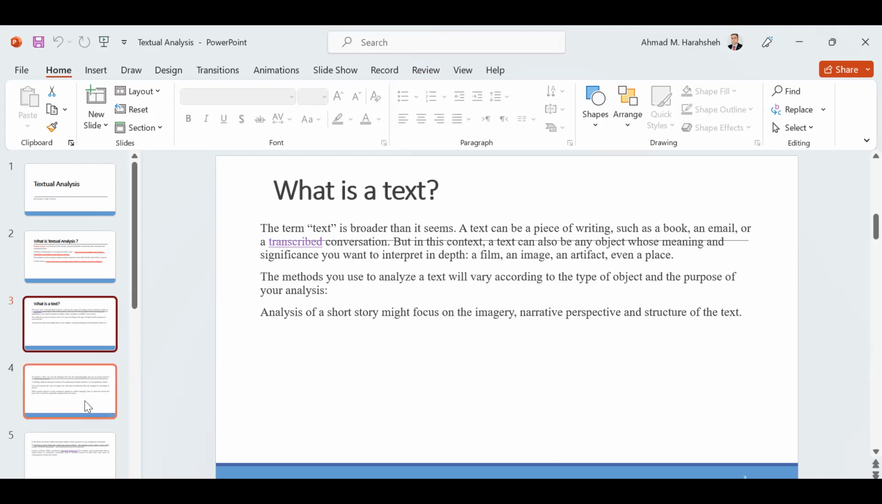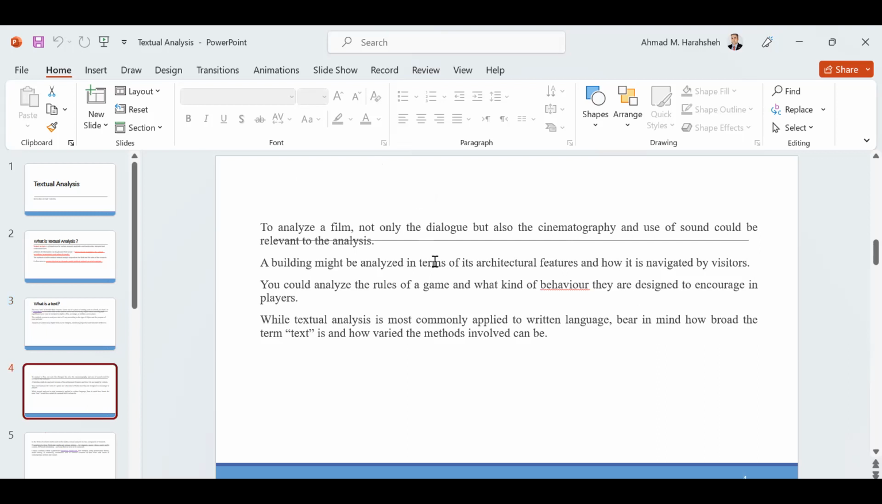you. So to analyze a film, not only the dialogue, but also the cinematography and use of sound could be relevant to the analysis. You see the soundtrack: when there is a state of danger you find certain music, when there is a romantic situation the music is different, and in a state of fear you find music that is different again. This has a meaning, right or not? In a state of suspicion, for example, and so on. See, this music has a meaning, right?